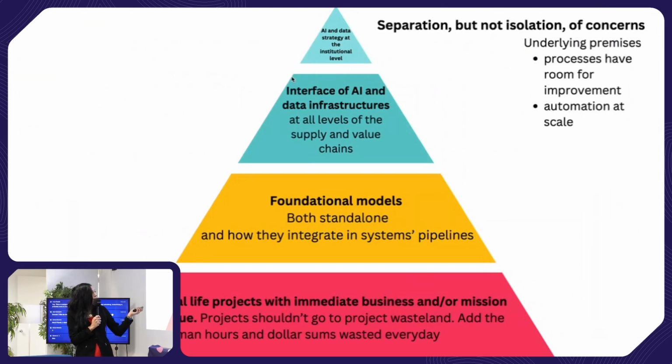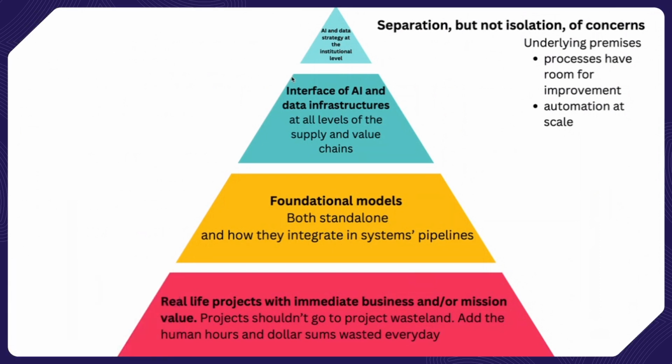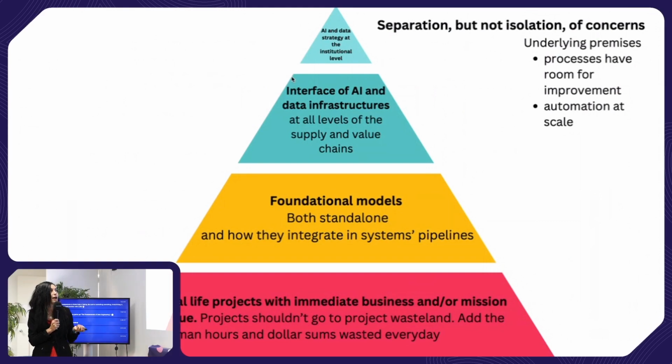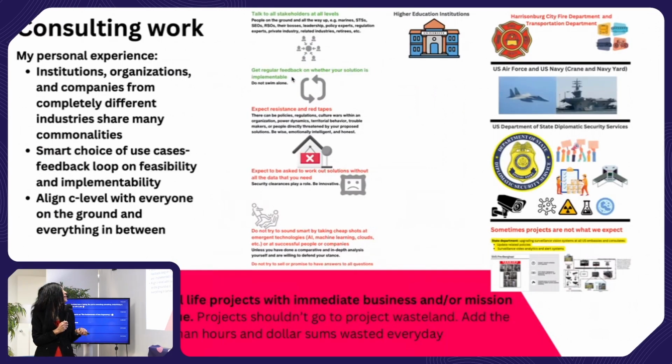These are not fully isolated. They are separated, but not isolated, because knowledge of one informs the other. So they do inform each other. The underlying principle is that we have processes, and for some reason we're not happy with them. Most of the time we want improvement, and we want to automate our processes. That's basically what drives progress at all of these levels.